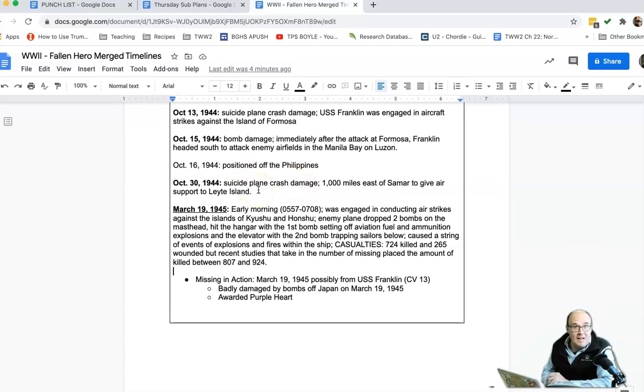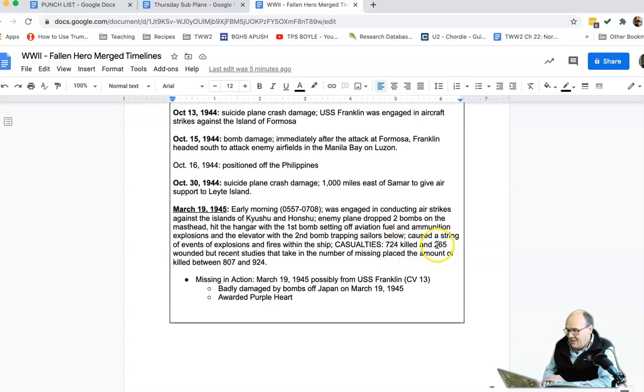Franklin was repaired over the next few months and went back to war in March of 1945. Early in the morning of March 19th, Franklin was engaged in conducting airstrikes against the islands of Kyushu and Honshu. An enemy plane dropped 2 bombs on the masthead of the Franklin. It hit the hangar with the first bomb, setting off aviation fuel and explosive ammunition, and the elevator was hit with the second bomb, trapping sailors below, causing a string of explosions and fires within the ship.